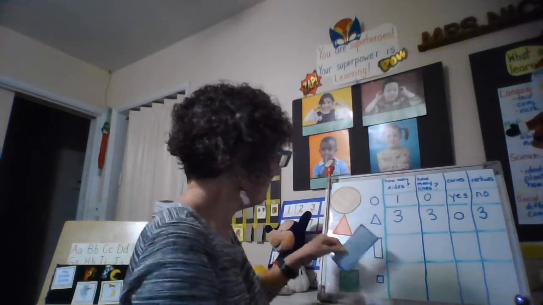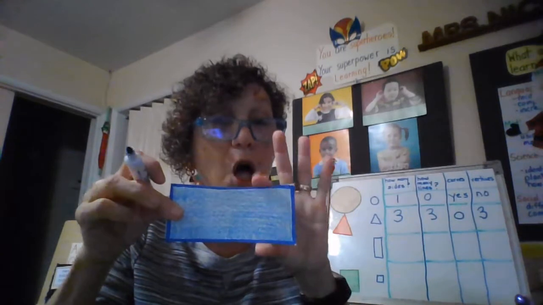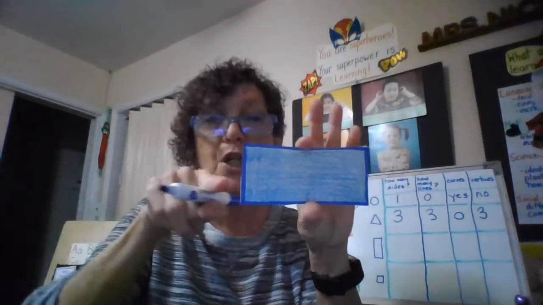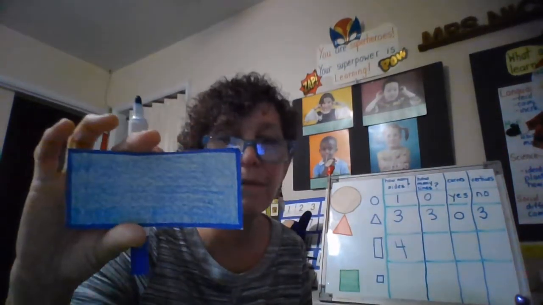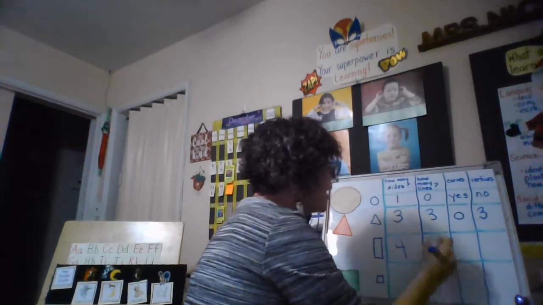Let's look at our next shape. Ooh. Remember the name of this one? It's got 2 long and 2 short sides. It's a rectangle. Good job. So rectangle, how many sides does it have? Let's count them. 1, 2, 3, 4. Ooh, it has 4 sides. How many lines does it have? 1, 2, 3, 4. It has the same number of lines as sides.